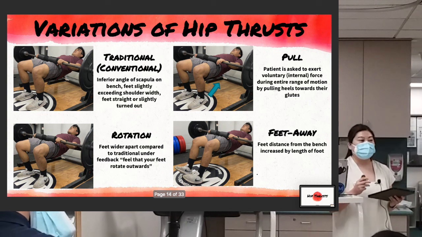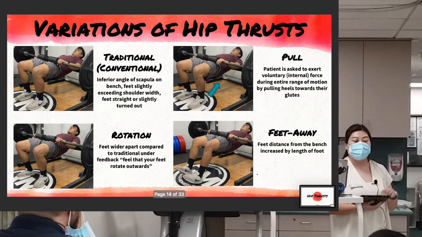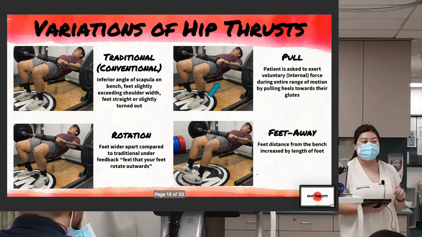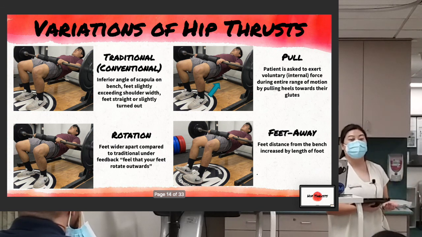For the pull, the back is going to be positioned the same way on the bench. The only difference is that when the patient is going through this active range of motion, they're going to be asked to exert a voluntary internal force by pulling their heels towards their glutes.